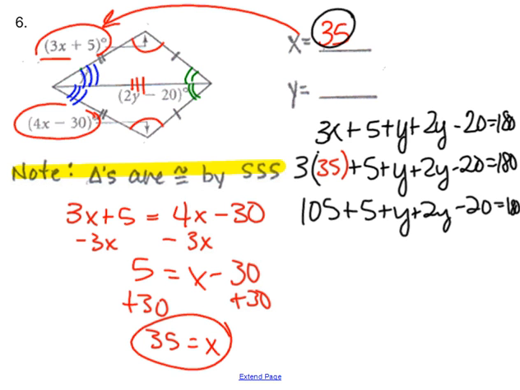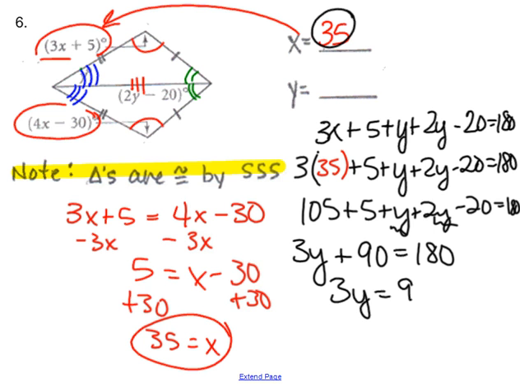Okay, so now let's combine like terms. Let's do the y's first. So 3y plus 105 plus 5 is 110 minus 20 is 90 equals 180. All right, then 3y equals 90. y equals 30.